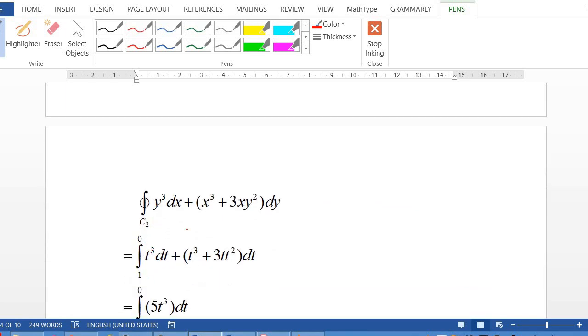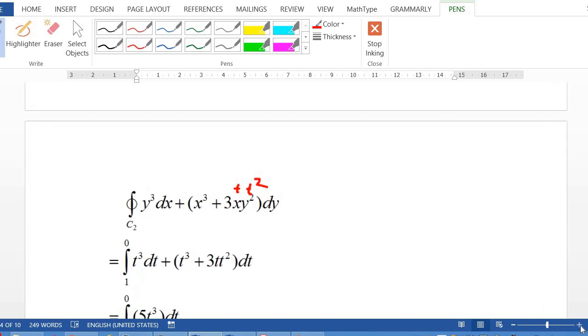So y cubed will be t cubed, and x cubed will be t cubed. So x is t, y is t, and in total this will be t power 3.